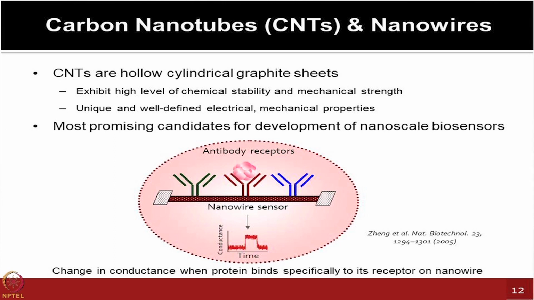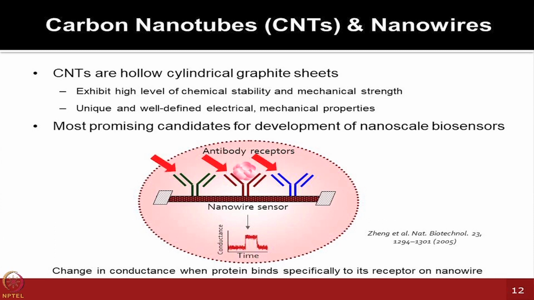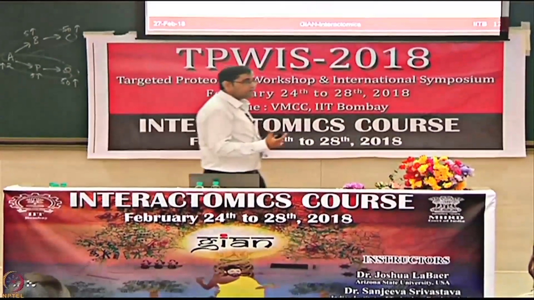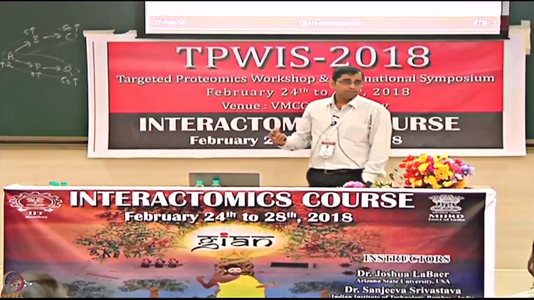One of them is shown here: these nanowire sensors on which antibodies are immobilized. If a protein binds specifically to this antibody, then you will see a change in the conductance happening, and this is recorded here over the time period. A simple technology, a simple concept, can have so much clinical utility.